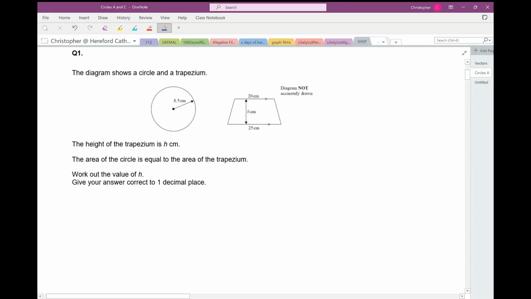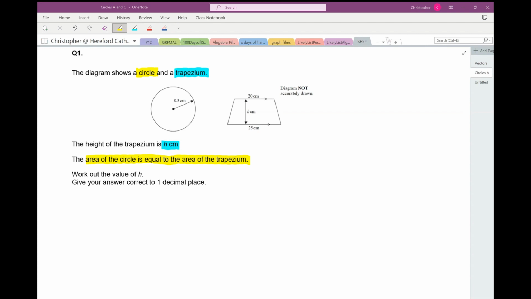Question 1. The diagram shows a circle and a trapezium. The height of the trapezium is h. The area of the circle is equal to the area of the trapezium. Work out the value of h.